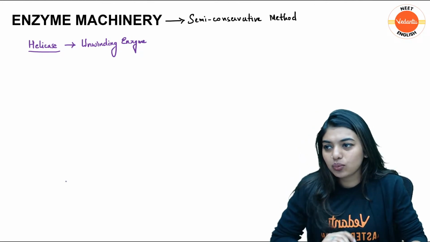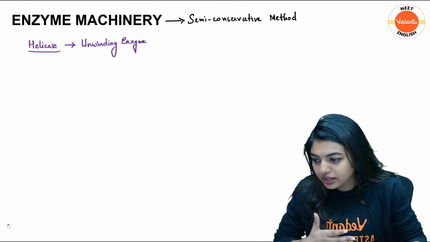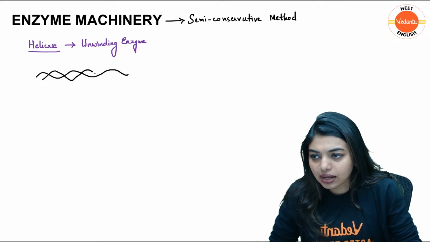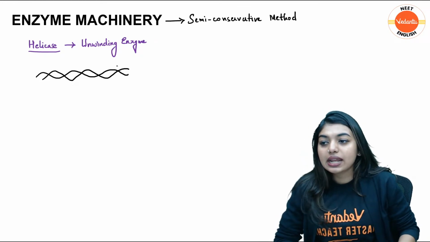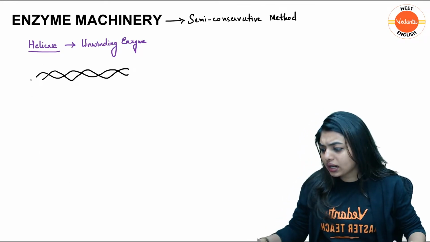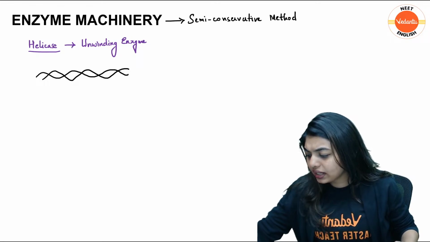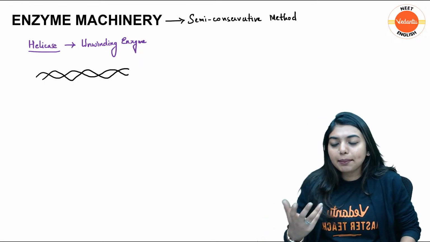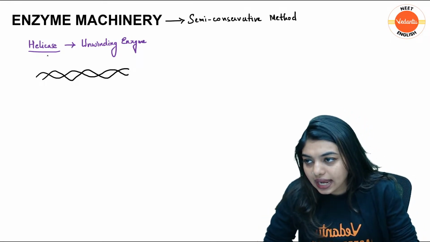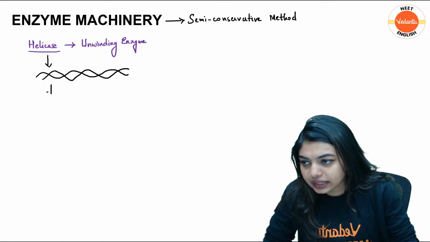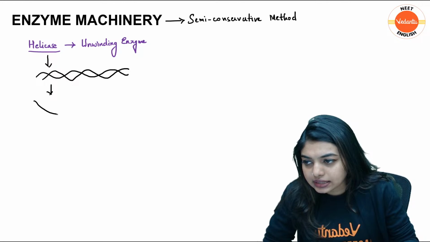Now, what am I telling? What is Gopika ma'am trying to say? Gopika ma'am is trying to say this is how your DNA is and this is how your 2 strands are. Now, we need to unwind it. If I don't unwind it, how am I going to form the template? Yes or no? So, for this, helicase will help me unwind my DNA like this.